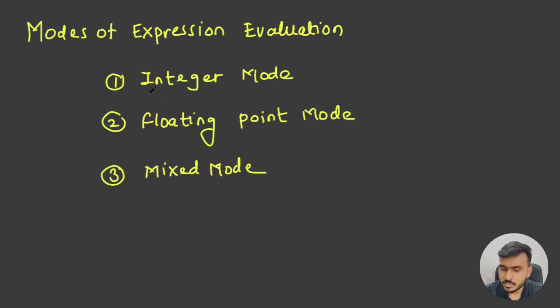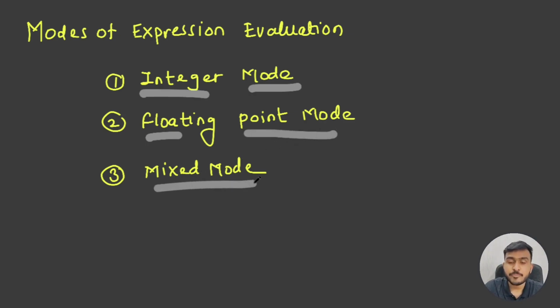So the first mode is called integer mode, and I think from the name you will get some idea. The first mode of expression evaluation is integer mode, and this is specifically for arithmetic expressions, not for any other type. So this is very specific to arithmetic expressions. The first mode is integer mode, then we have floating point mode, and then we have mixed mode.